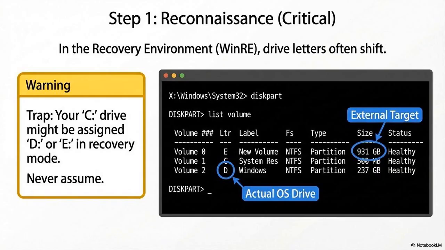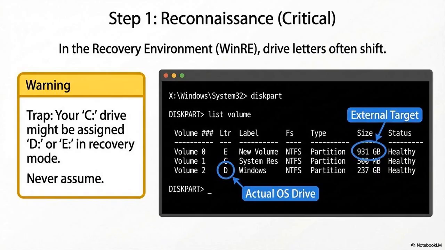I mean, my stuff is on C, so I'd probably just tell it include C. Why is that a trap? Because Windows is complex. It doesn't just live on C. When you install it, Windows creates these hidden partitions you never see, things like the EFI partition, the system reserve, the recovery partition. The keys to the ignition. Exactly. They contain the bootloader. If you just back up C, you are backing up the engine, but you're leaving the keys behind.